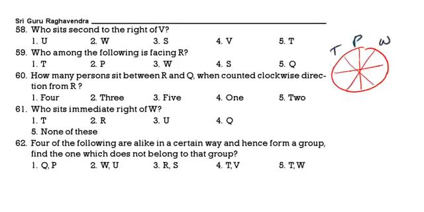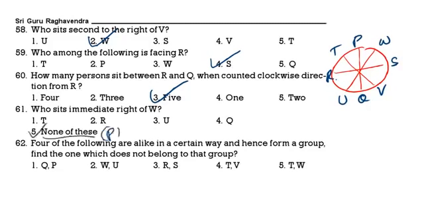T, P, W, S, V, Q, U, R. Now who is sitting second to the right of V? W. Next, who is facing R? Yes. How many persons are there between R and Q when counted in the clockwise direction? Clockwise means left side. 1, 2, 3, 4, 5. Option 3. Who is to the immediate right of W? P. So immediate right of W is P. That is not there. So none of these.